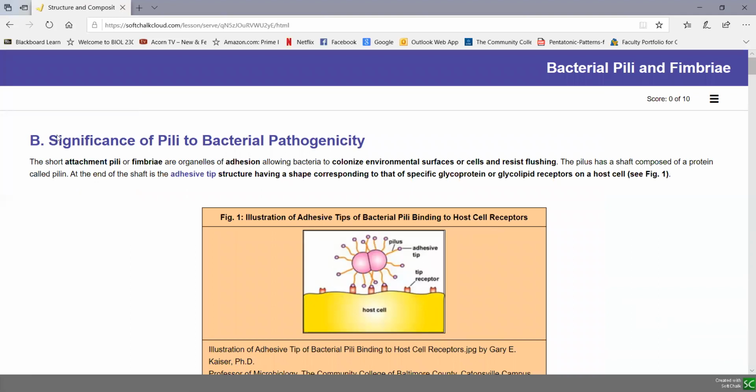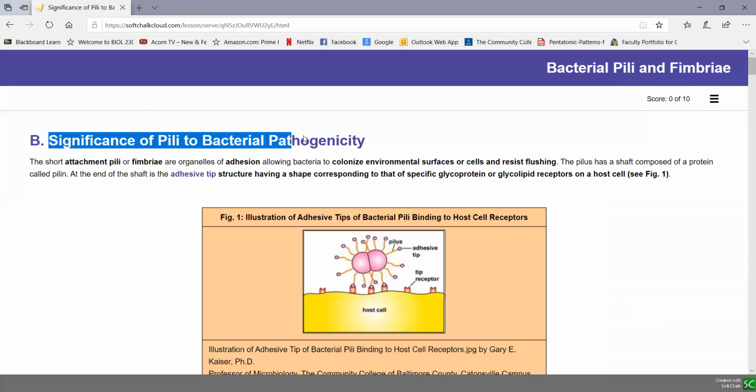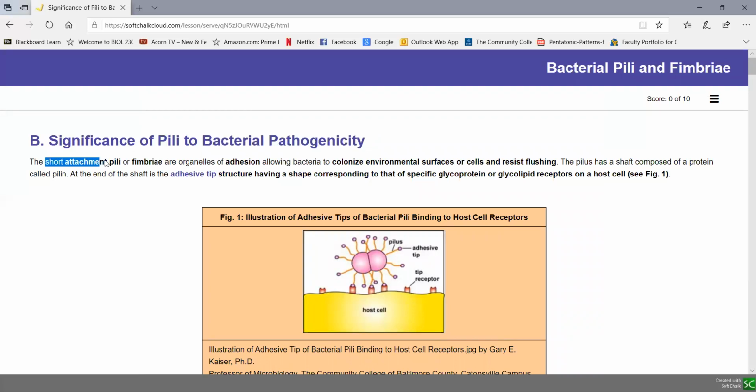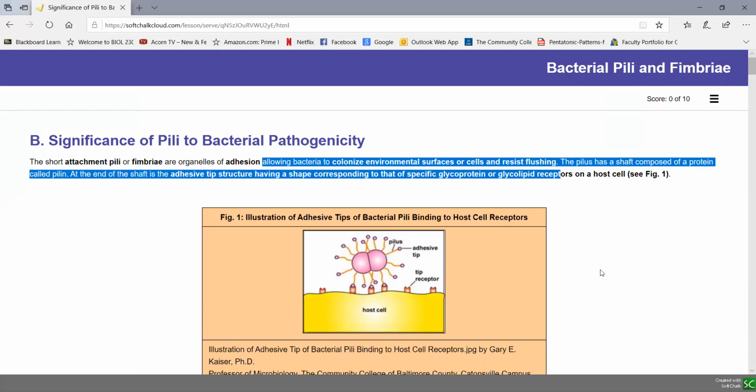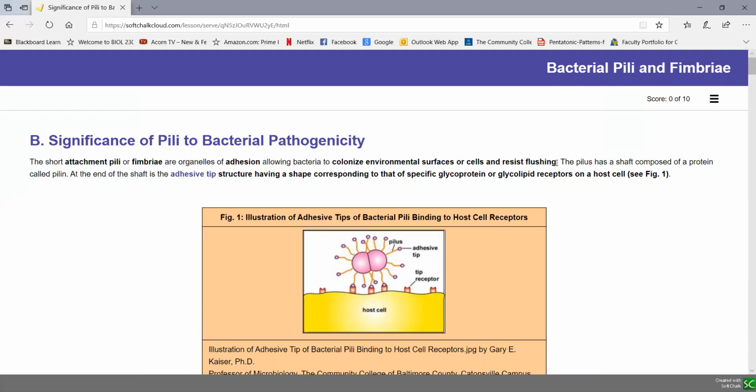Now we're concerned about the significance of pili to bacterial pathogenicity, the ability to cause disease. And as we said, the short attachment pili, also called fimbria, are organelles of adhesion. So they allow bacteria to colonize environmental surfaces such as host cells in the body and thus resist flushing. Remember, virtually all parts of the body have a flushing action.